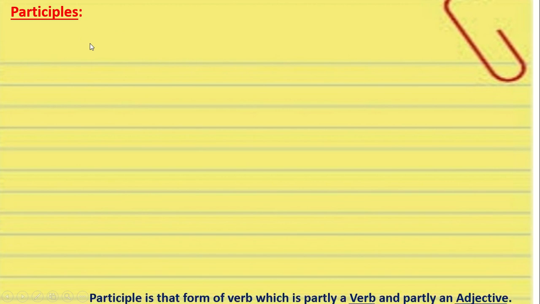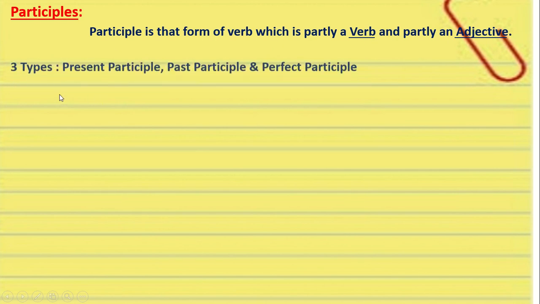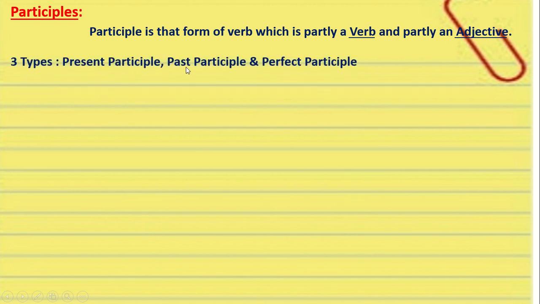Before learning participle as pre-modifier, let's see what participle is. Participle is that form of verb which is partly a verb and partly an adjective. So we can call it double parts of speech, that is the combination of verb and adjective. This participle is 3 types: present participle, past participle, and perfect participle.